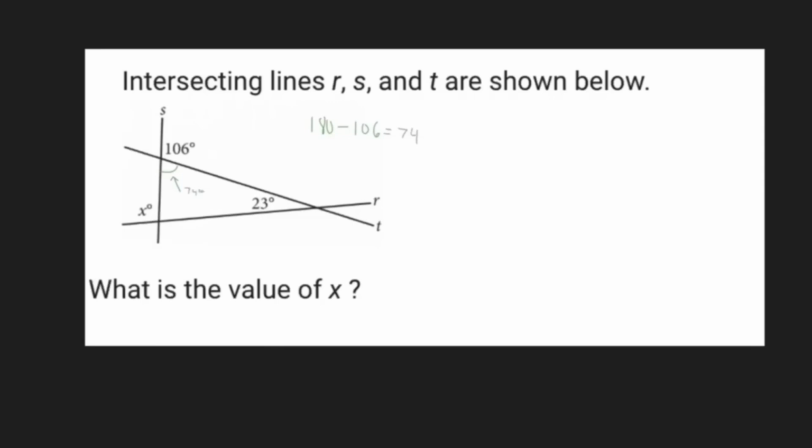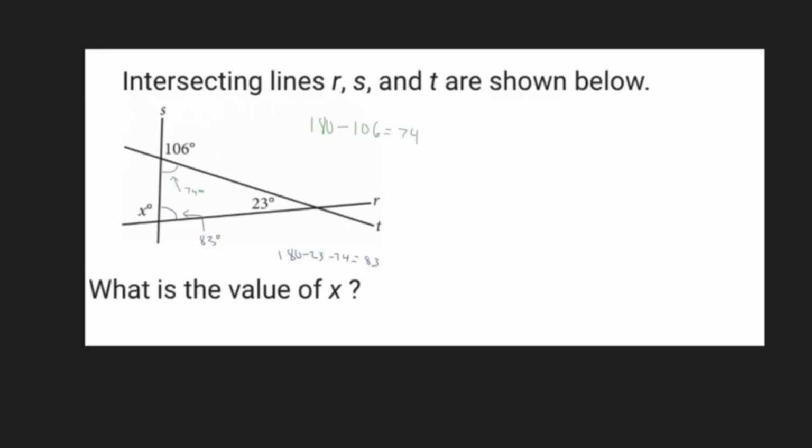And now we have two angle measures of a triangle, and so we can find the missing angle measure, right? So this angle right here at the bottom. And so we just do 180 minus 23 minus 74, and we get a value of 83. So because this angle is 83 degrees, that means we can also use supplementary angles again to find the value of x.